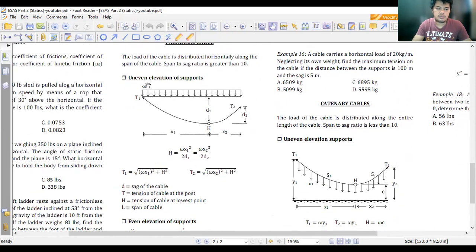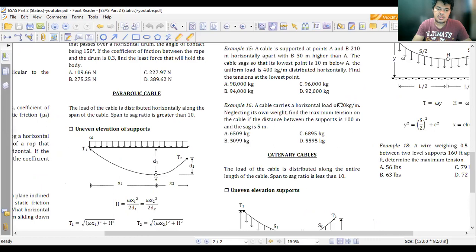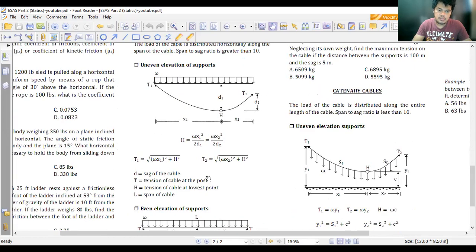Okay, so for parabolic cables, we can classify it into two: the uneven elevation of supports, as illustrated, and then the even elevation of supports. For uneven elevation of supports, we have these formulas. T and H represent the tension. H is basically the tension at the lowest point of the cable.